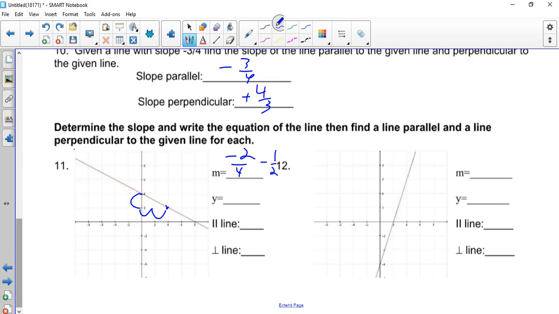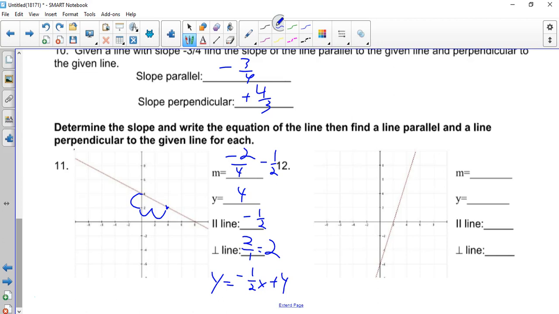Now, my y-intercept is 4. So that means the equation of the line is y is equal to m, negative 1/2 x plus 4. A parallel line is going to have a negative 1/2 slope, and a perpendicular line is going to have positive 2/1 or just 2.